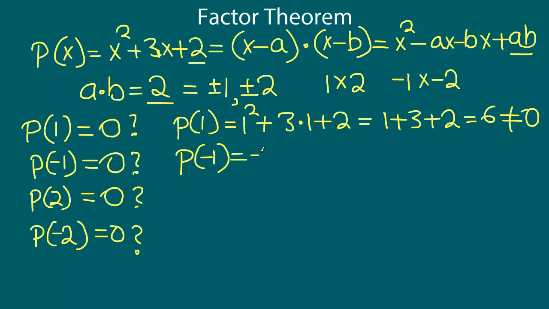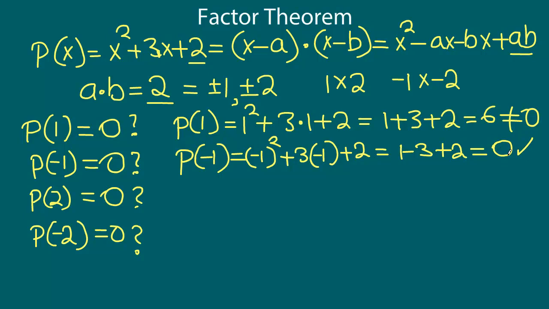So let's find out. We have minus 1 squared plus 3 times minus 1 plus 2. Now minus 1 squared is plus 1, minus 1 times minus 1. 3 times minus 1 is minus 3, plus 2. So here we have 1 plus 2, minus 3, which is 0. So indeed we have found out that this term is 0.